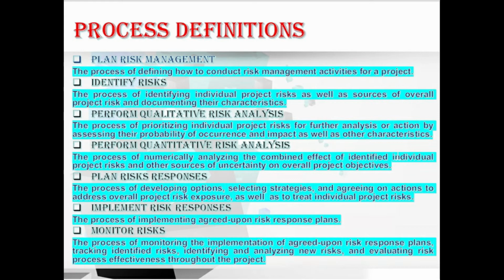Coming to identify risk. This process is mainly used for identifying individual project risk as well as sources of overall project risk and documenting their characteristics. The third process is performing qualitative risk analysis. This process mainly prioritizes individual project risk for further analysis or action by assessing their probability of occurrence and impact, as well as other characteristics.